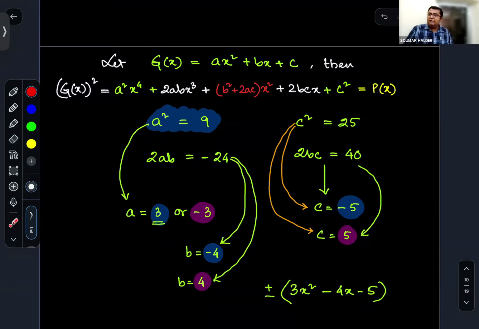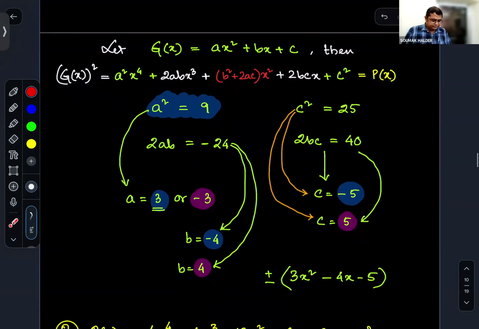Accordingly, you can identify the blue highlights will form a triplet, or the pink highlights will form a triplet. So that gives you plus or minus 3x square minus 4x minus 5. Is it okay to all?